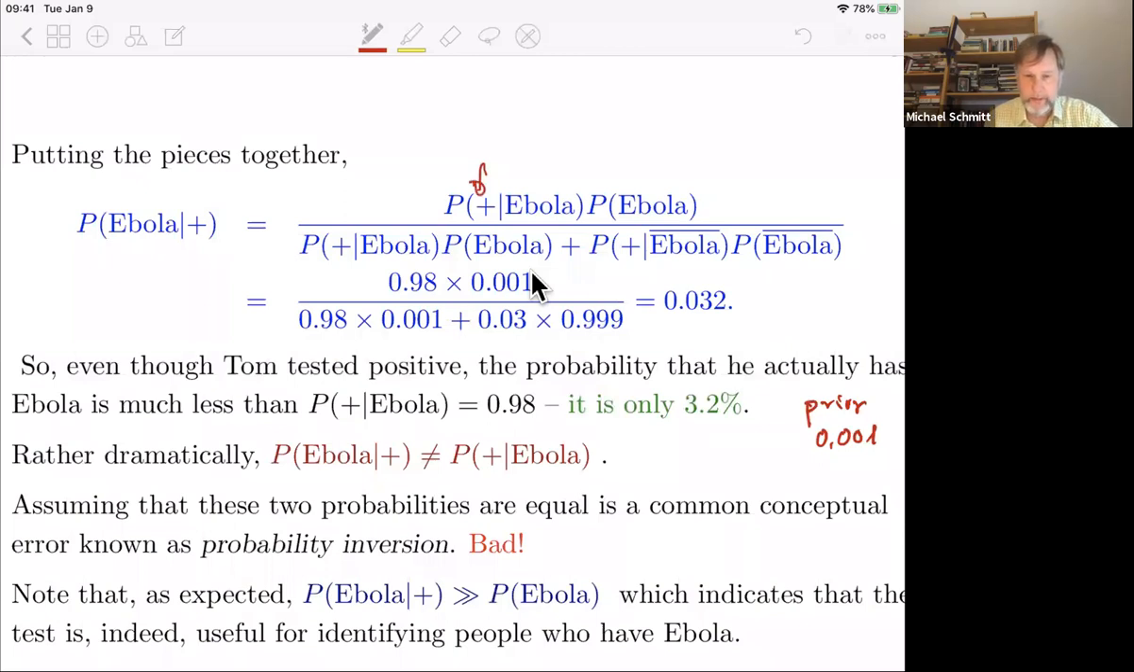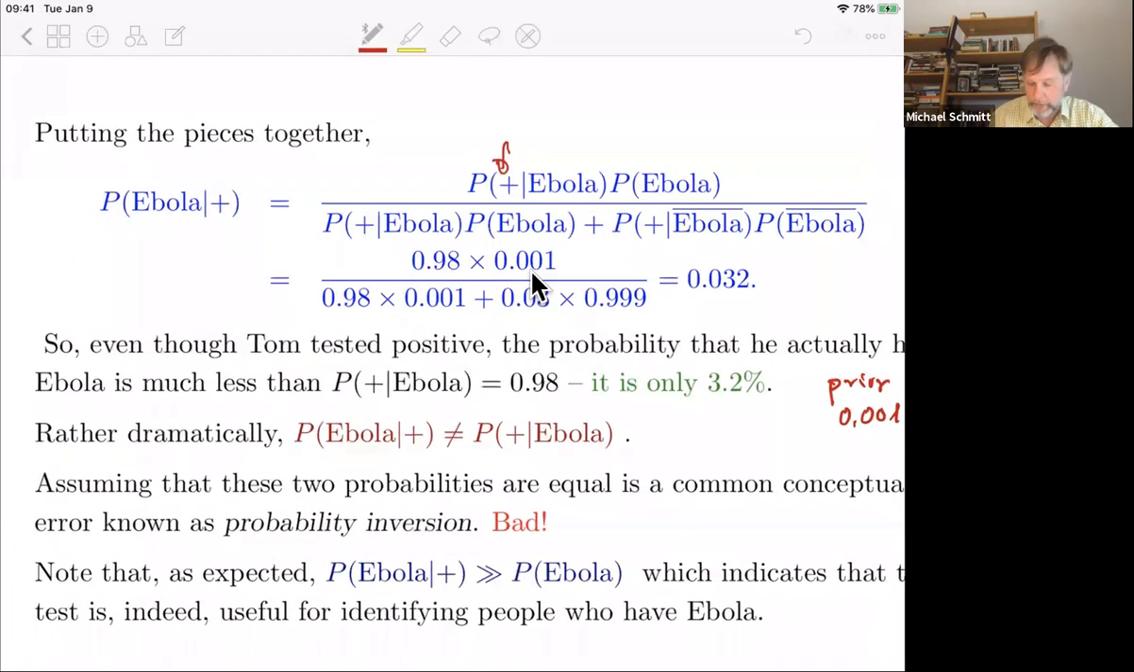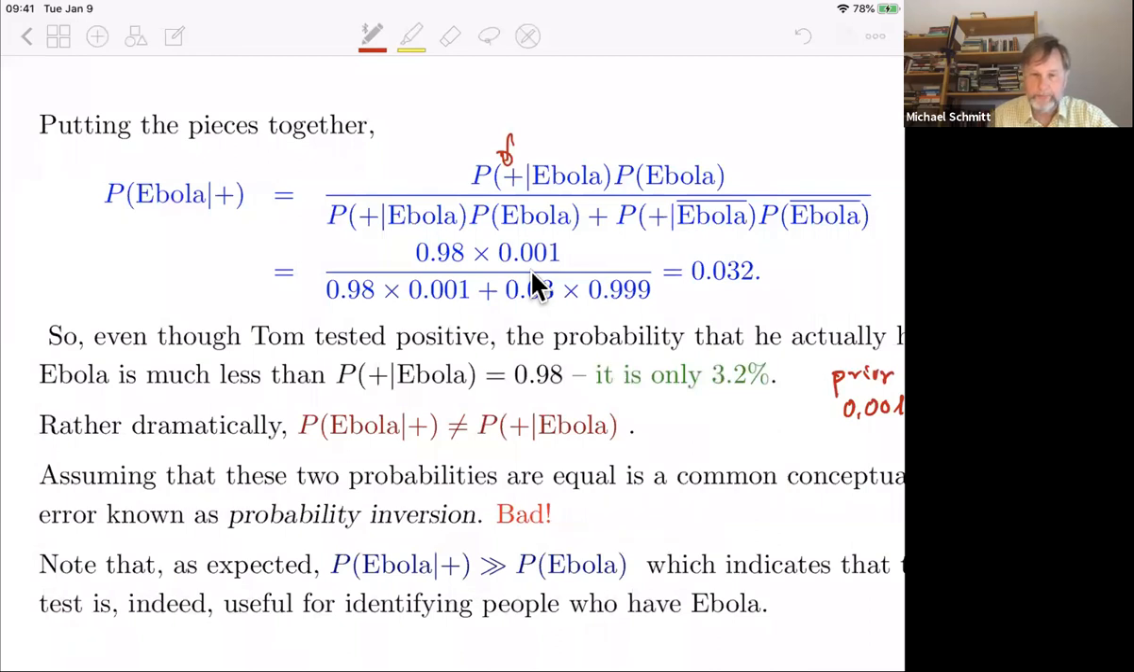Now, the other thing that I want to emphasize, so whether he worries or not is a different question. It's certainly worse than getting 0.001. On the other hand, 3.2% is not a very high chance of having Ebola. And so he's most likely going to be okay.